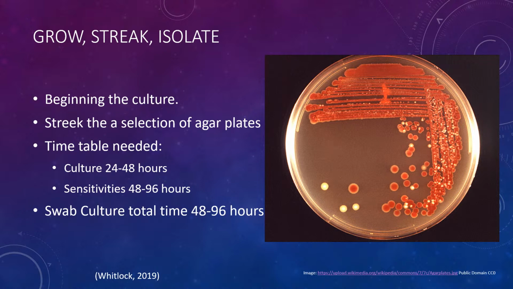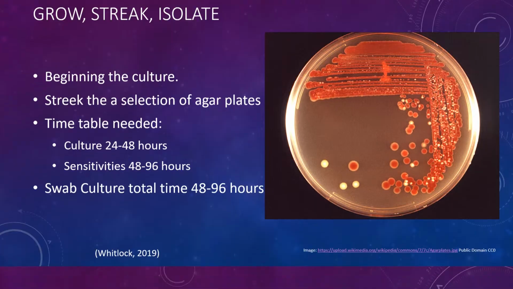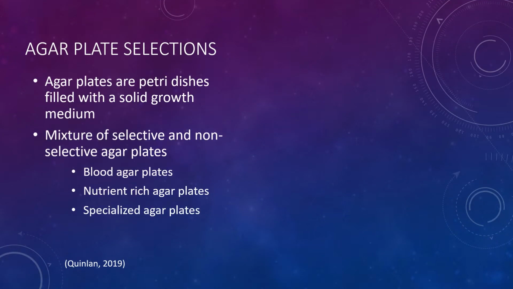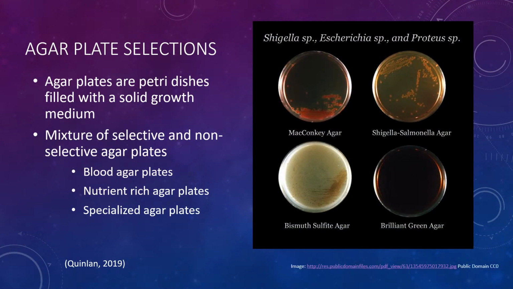Timetable needed for cultures: swab culture, basically 48 to 96 hours from culturing to sensitivities to the actual results. So, agar plates. These are the fun little plates that we actually grow things on. So that previous plate was called a blood agar plate. Plates are petri dishes filled with a growth medium, sometimes dye, sometimes specific growth mediums that allow for a selective amount of microbes to grow. So again, a mixture of selective and non-selective plates are actually used.